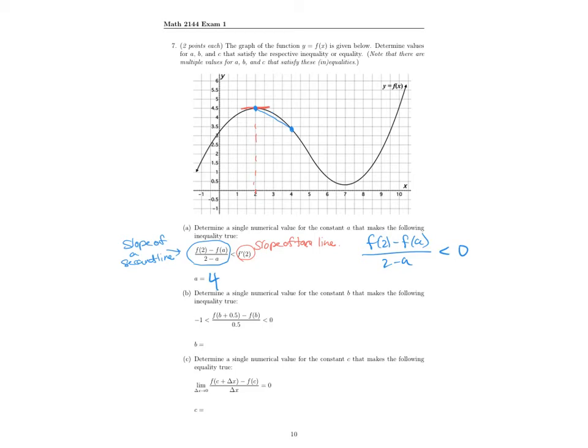Determine a single numerical value for the constant b that makes the following inequality true. Okay, so on this one, I need to have some sort of, this is again a slope of a secant line.